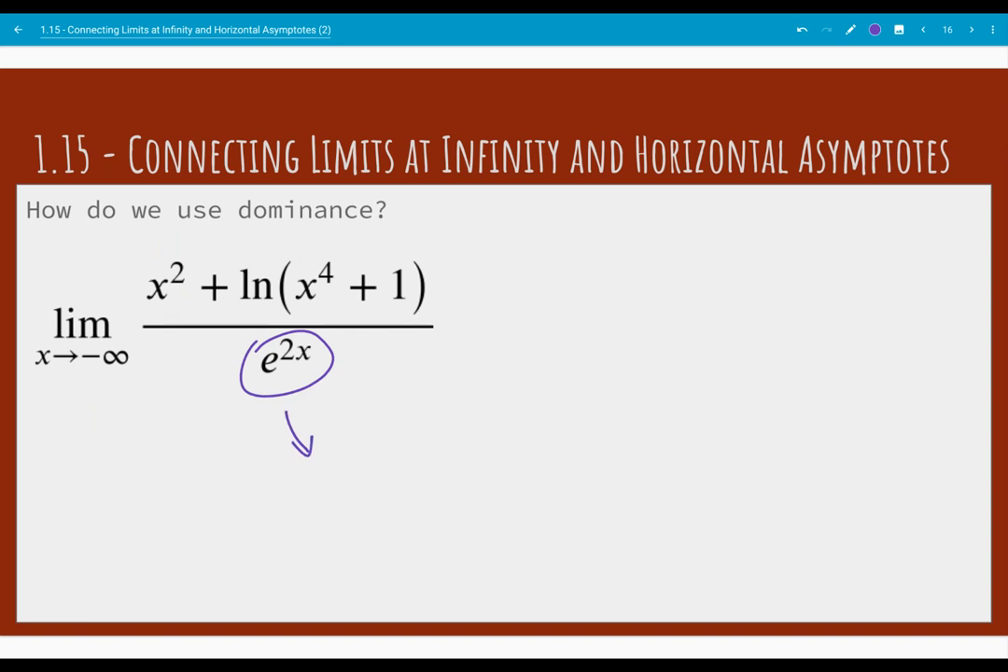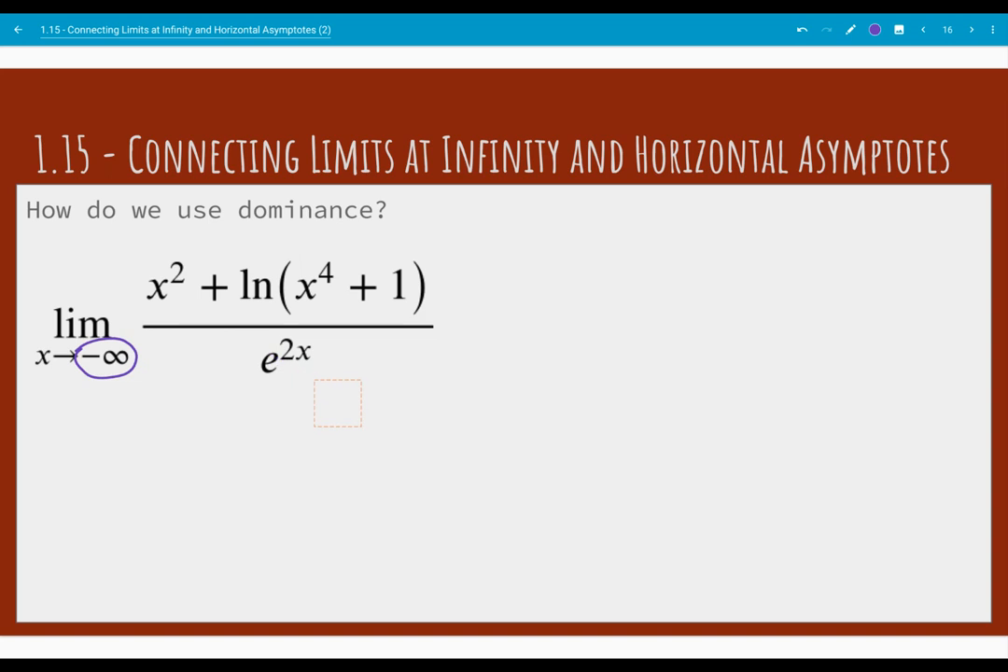So if we plug in e to a negative number, I'm just going to call it e to the negative c for now. If we're plugging in a negative number in the exponential function, remember a negative exponent is the same thing as 1 over e to the c. So if I'm plugging in a large negative number for x, then I'm getting 1 divided by a really large number, and so the denominator here is actually approaching 0. As x becomes a really big negative number, e to the x, or e to the 2x in this case, is becoming a really small number.